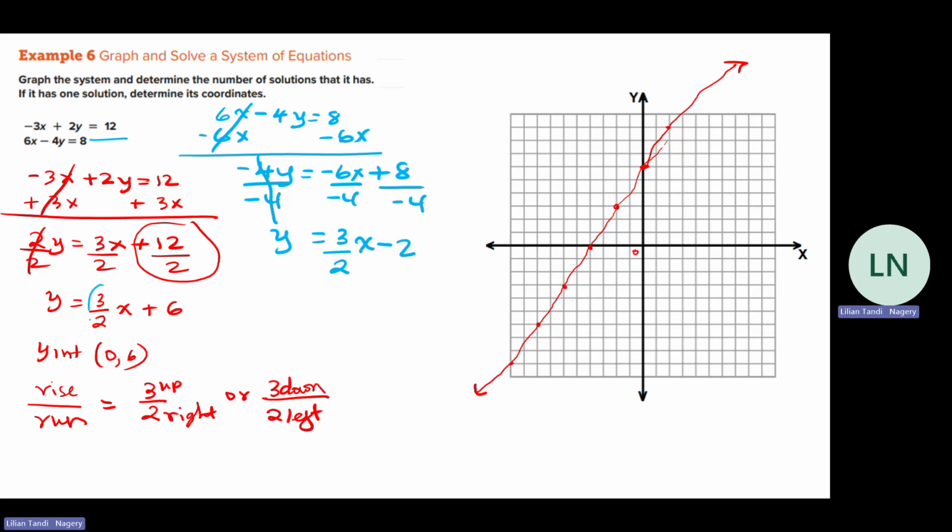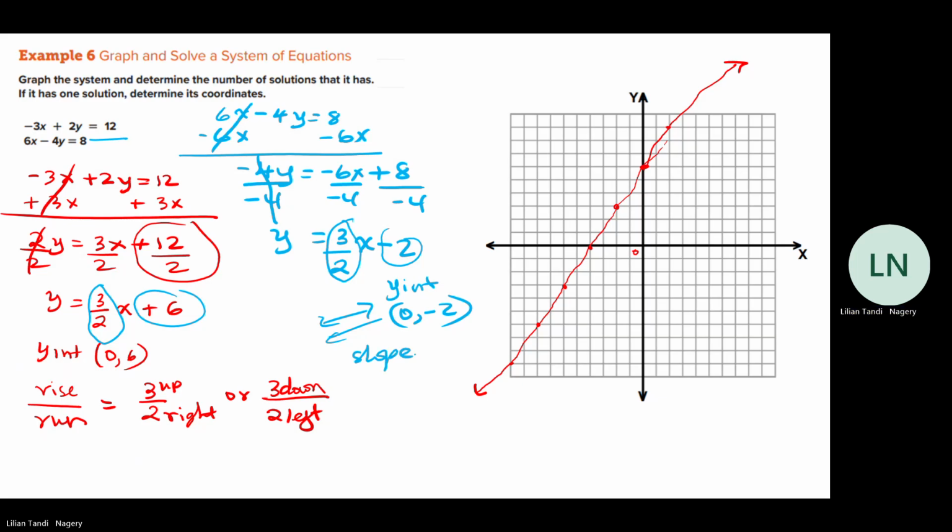Now, what do I notice? My slopes are the same, but my y-intercepts are different, so I should have parallel lines. If I don't have parallel lines, I did something wrong. So my y-intercept for the blue line is (0, negative 2), and my slope is 3 over 2. So this is 3 up, 2 right. And then I will do the opposite, 3 down, 2 left.